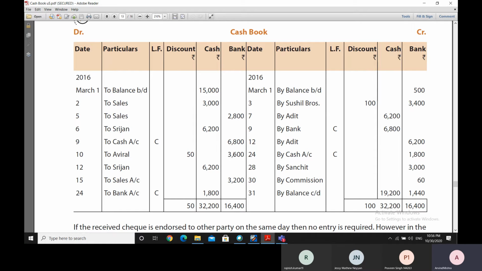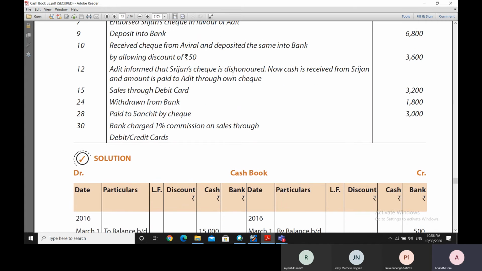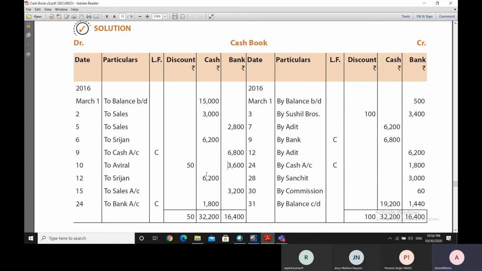So instead of bringing it to our office, we say that we received the check from Aviral and deposited. So both the things, by receiving the check, as soon as the check is received, it is deposited into the bank. It is not kept in the office. Therefore, no need for contra entry here. You have to simply deposit the check into the bank account, and that is what has been done here. That under the bank column, this 3,600 rupees is written on the debit side of the cash book. That means that the cash book is debited by this amount, and this amount has been received into the bank account.